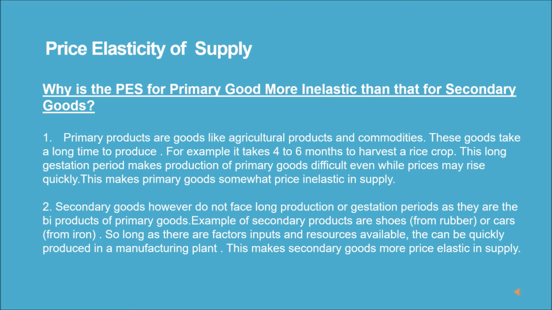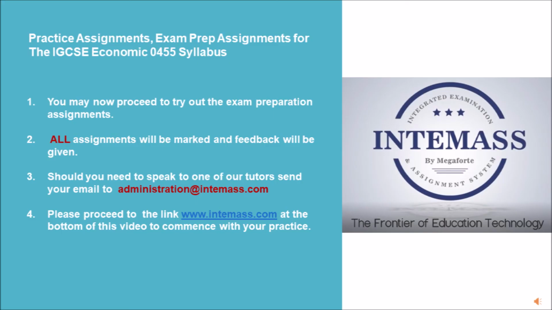2. Secondary goods, however, do not face long production or gestation periods as they are the byproducts of primary goods. Examples of secondary products are shoes, from rubber, or cars, from iron. So long as there are factors, inputs and resources available, they can be quickly produced in a manufacturing plant. This makes secondary goods more price elastic in supply.